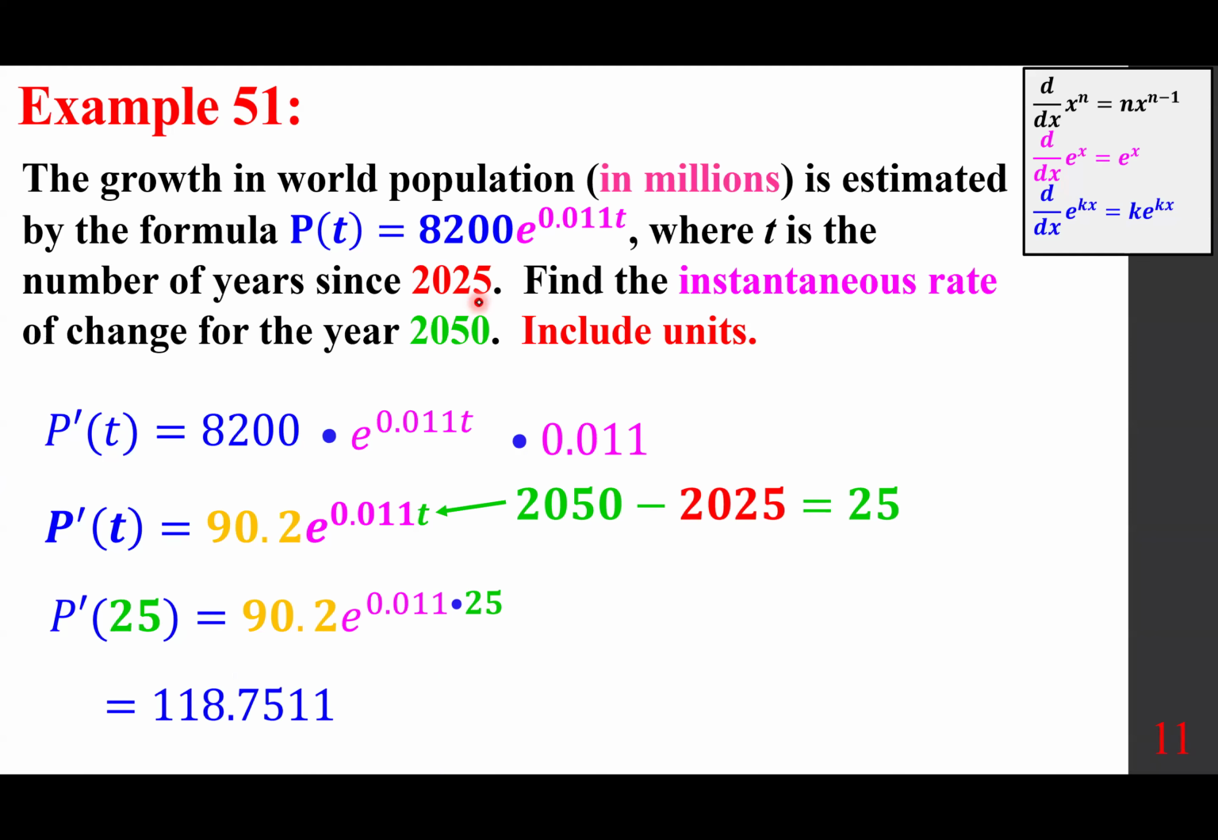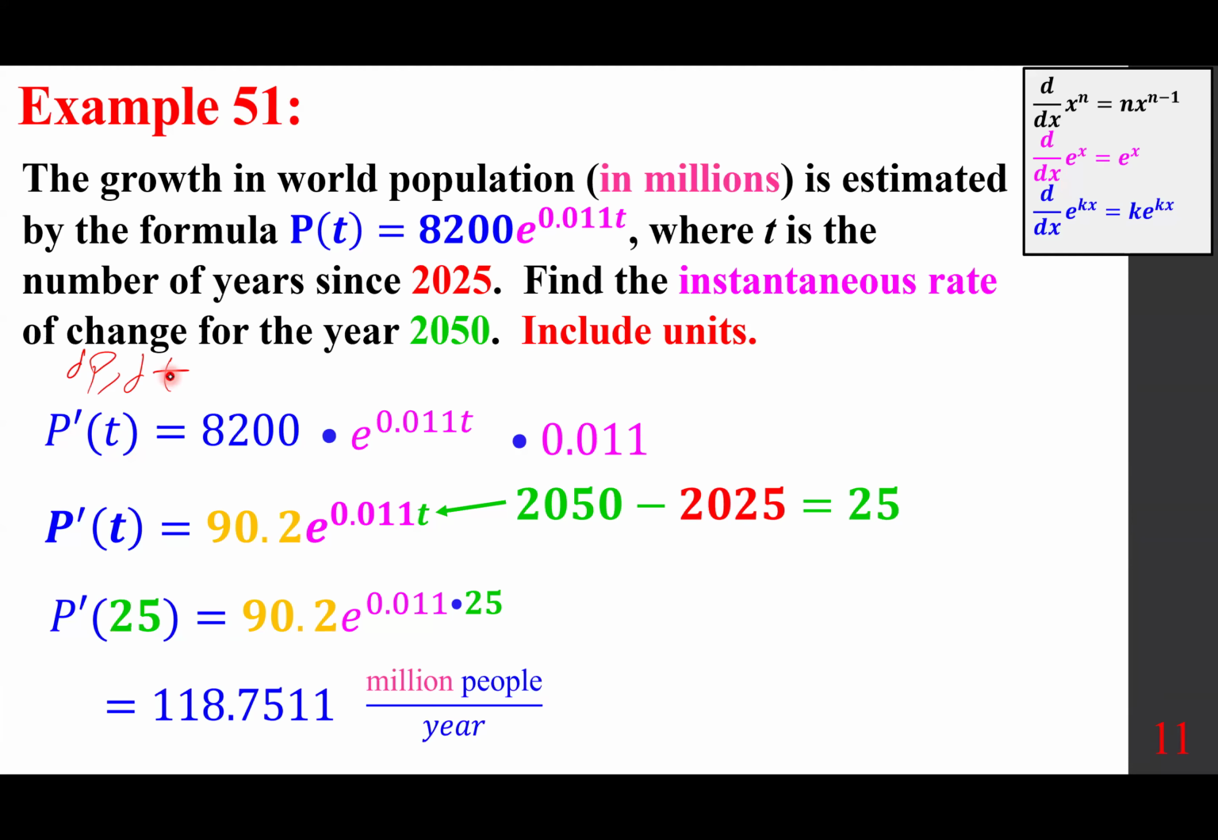It's 118.7511. Remember, P prime, that means dP/dt, the change in population over change in time. So millions of people per year. That's how you arrive at the units. Again, this is dP. Let me just write that. So P prime is dP/dt, change in population over change in time. That's why you have the units.